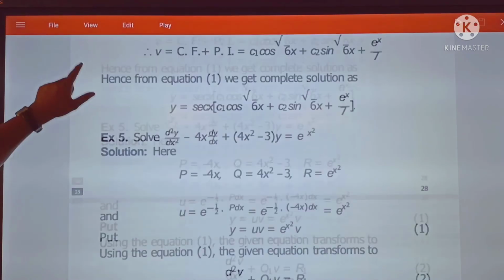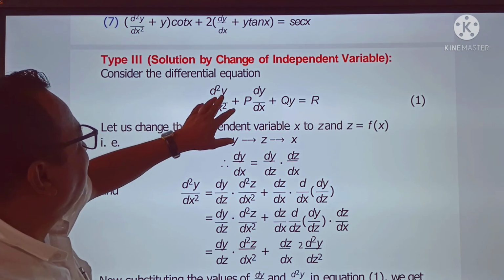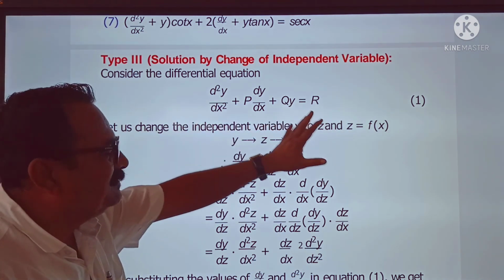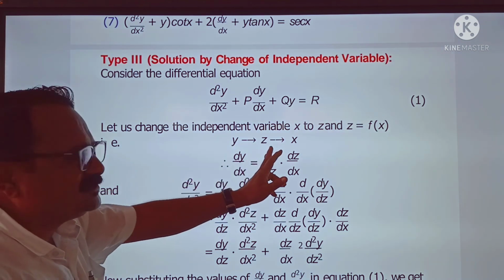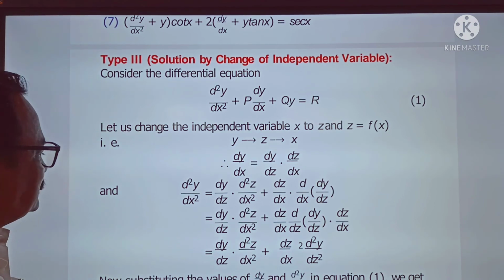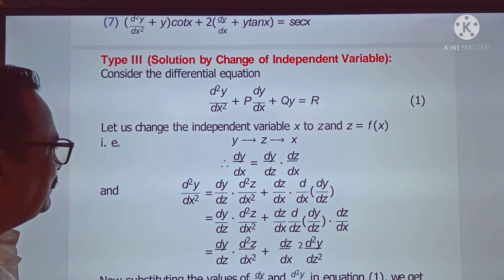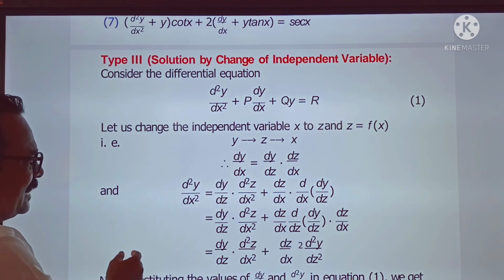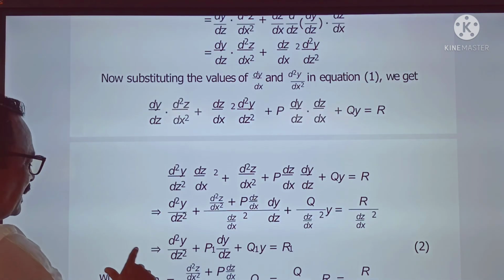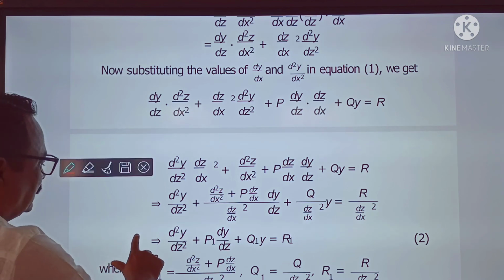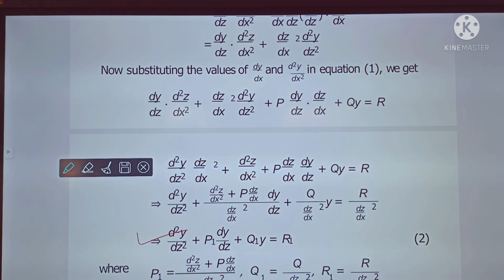Then today we are seeing the third method, that is by change of independent variable. The independent variable is x. We change the independent variable x to z. Assuming y is a function of z and z is a function of x, by the chain rule dy by dx is dy by dz into dz by dx, and using this we can find the value of d2y by dx square. Substituting, we get this equation: d2y by dz square plus p1 dy by dz plus q1 y is equal to r.